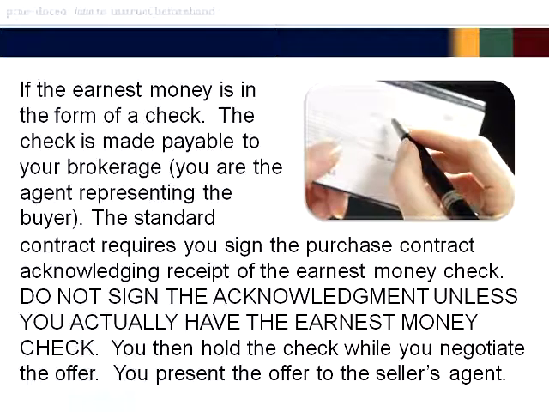If the earnest money is in the form of a check, the check is made payable to your brokerage. You are the agent representing the buyer. The standard contract requires you sign the purchase contract acknowledging the receipt of the earnest money check. Do not sign the acknowledgement unless you actually have the earnest money check. You then hold the check while you negotiate the offer. You present the offer to the seller's agent.